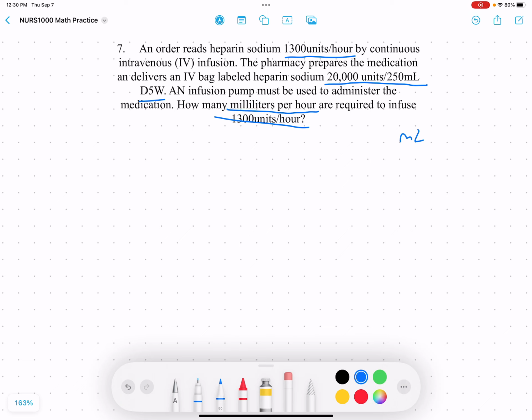For step one, we want to simplify a little bit so that we're not using a whole bunch of crazy numbers. And so what I would really want to do first is figure out this concentration right here to achieve that 1,300 units per hour. And basically what I want to do is get from a point where we're using 250 milliliters to just using 1 milliliter. That will simplify our calculation a little bit. So we know that we have 20,000 units over 250 mils.